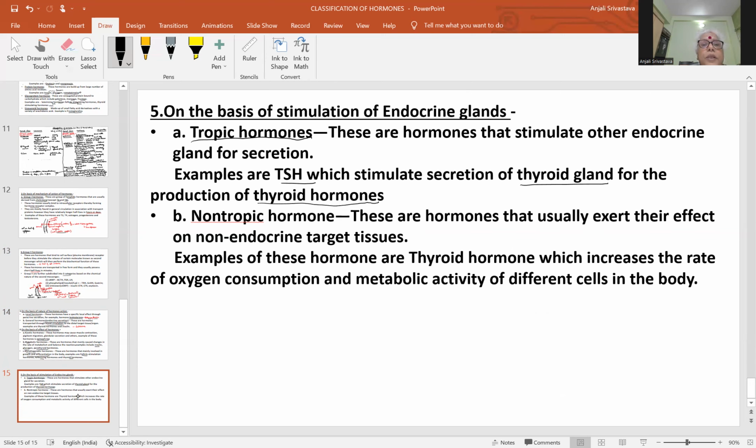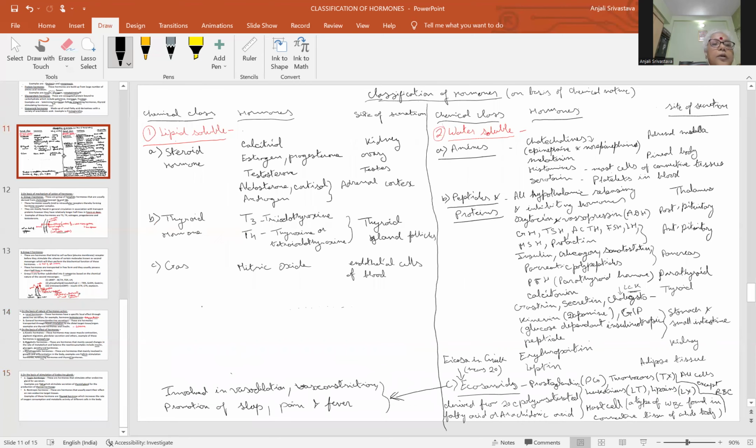So these are the tropic hormones, that is thyroid stimulating hormone. Then non-tropic hormones are hormones that usually exert their effect on non-endocrinal target tissue, जो उन tissues पे act करते हैं जो खुद endocrinal tissues नहीं हैं. The examples are thyroid hormones, which increase the rate of oxygen consumption and metabolic activities of different cells in the body. So these are the different types of hormones classified in different ways depending on the different groups.